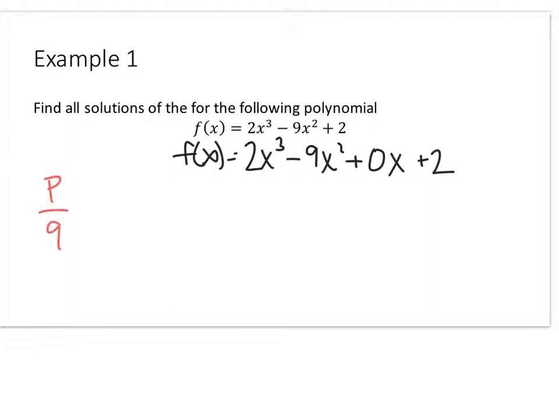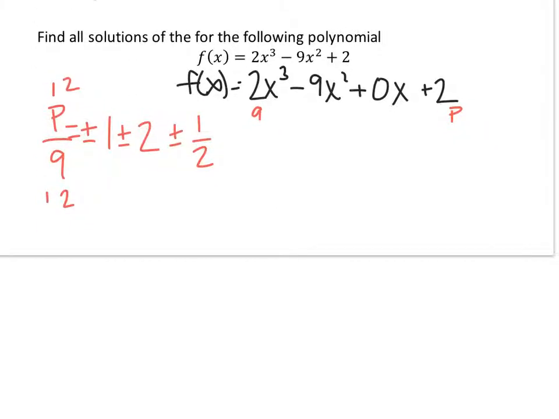P is 2 and Q is 2, which means my factors for P are 1 and 2. My factors for Q are also 1 and 2. So 1 over 1 is 1. 2 over 1 is 2. 1 over 2 is 1/2. And 2 over 2 is again 1, which is already in my list. So these are the 6 possible numbers that I could divide by when I use synthetic division.